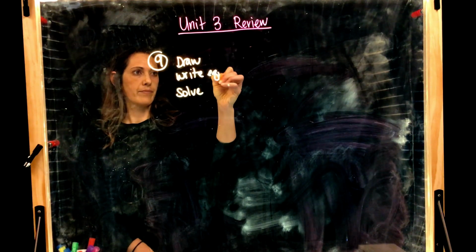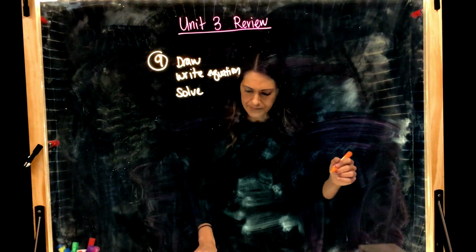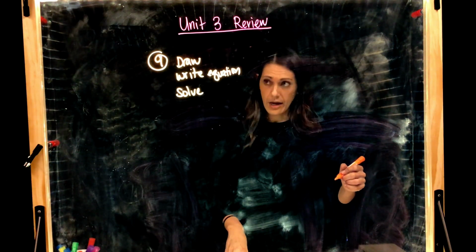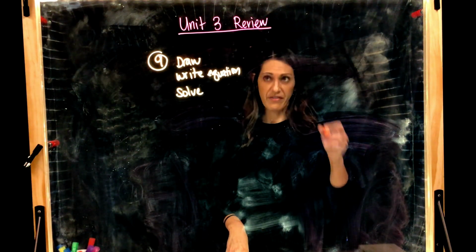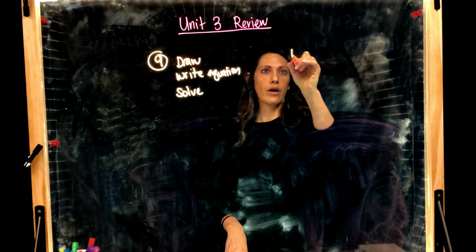Write an equation, and I have to have an answer. I have to have 3 things here, okay? Let's do the first part. I'm going to draw it. If I have 40 feet, I'm not going to draw 40 feet. I'm going to do 1 foot.